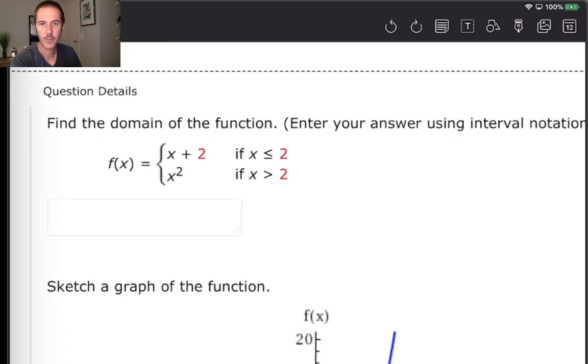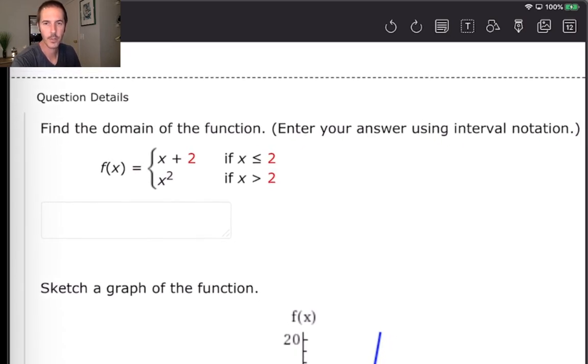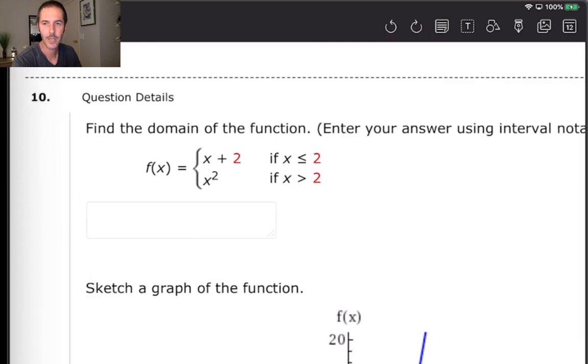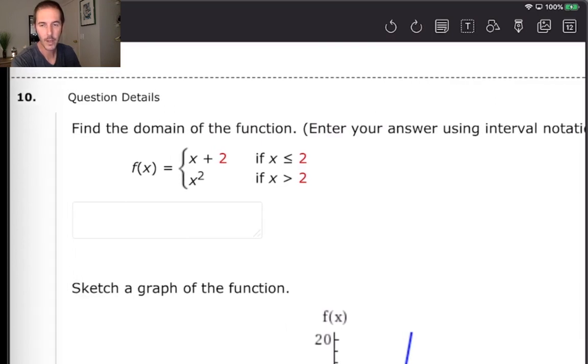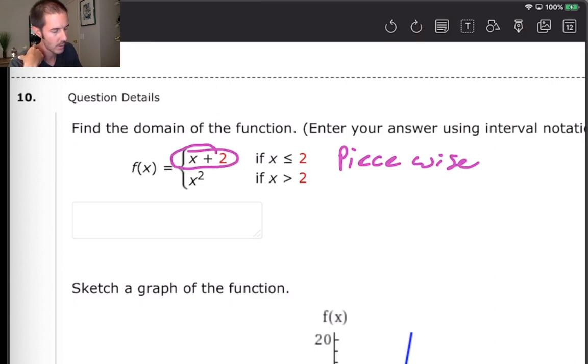Find the domain of this function. Answer using interval notation. This is number 10. This is called a piecewise function. Piecewise function. And we perform this operation, x plus 2, if our x values are less than or equal to 2.